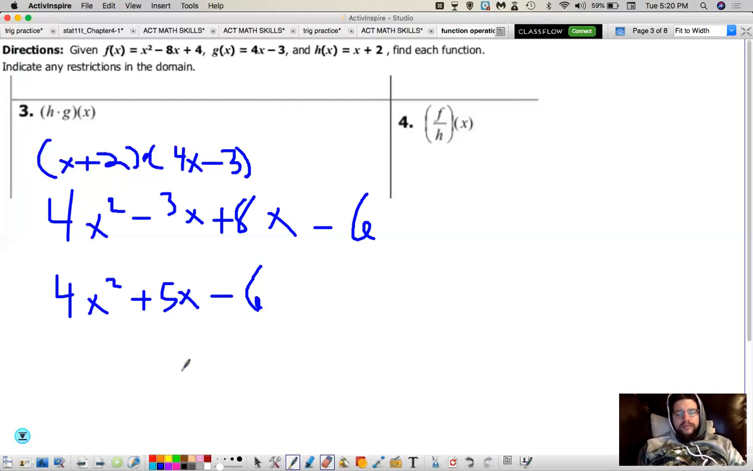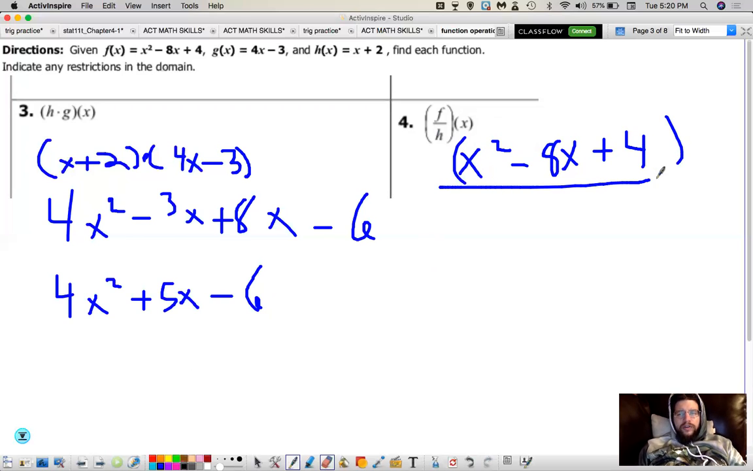Number 4. F of x over h of x. So let's see. x squared minus 8x plus 4 over x plus 2.